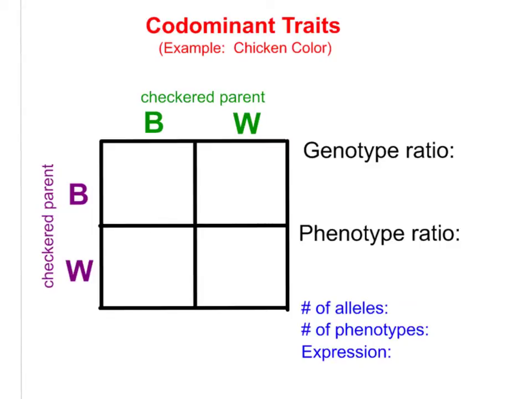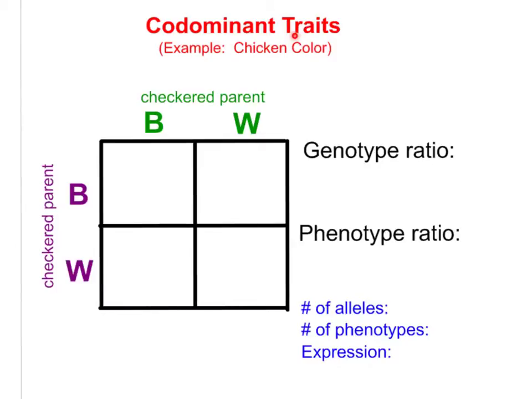Let's look at our Punnett square for this. This kind of expression where both alleles are being equally and fully expressed, we call this codominant. This is a codominant situation where both of the alleles are being fully expressed.